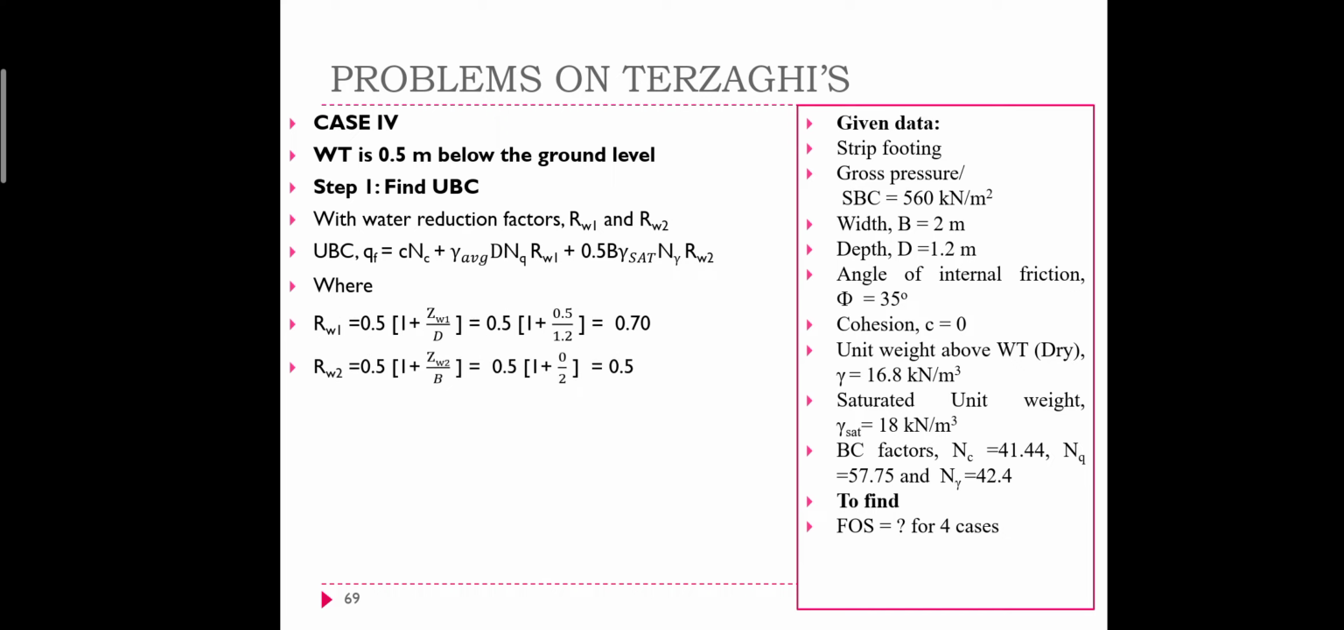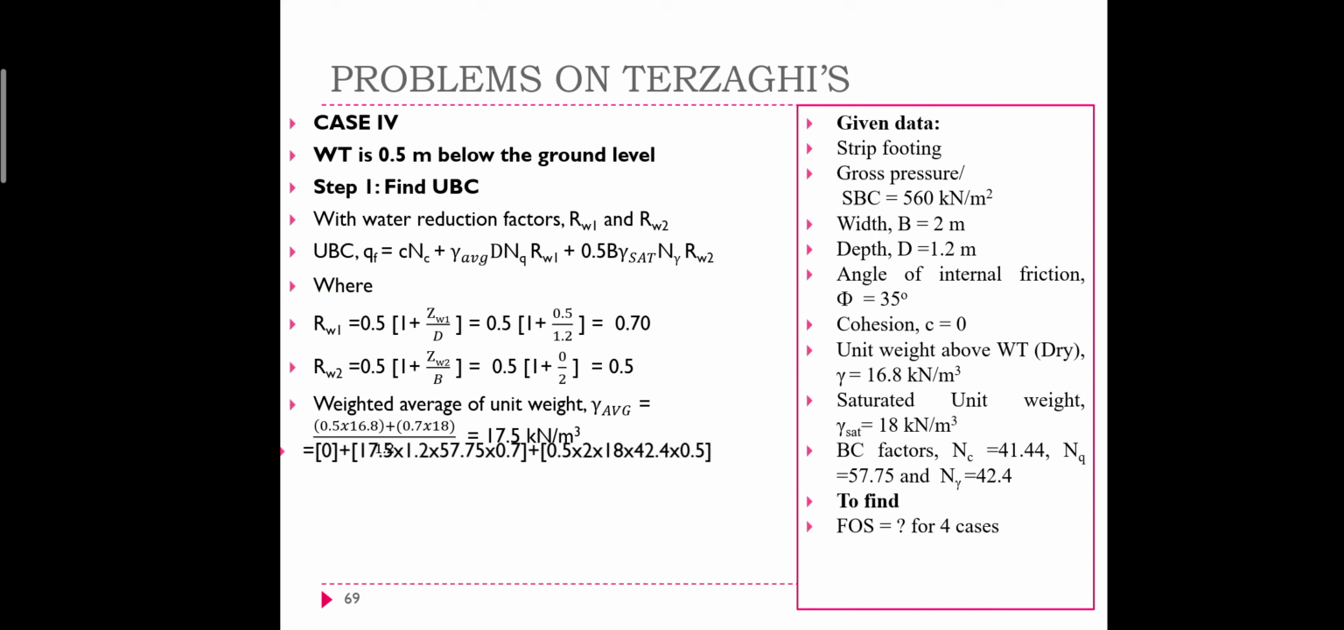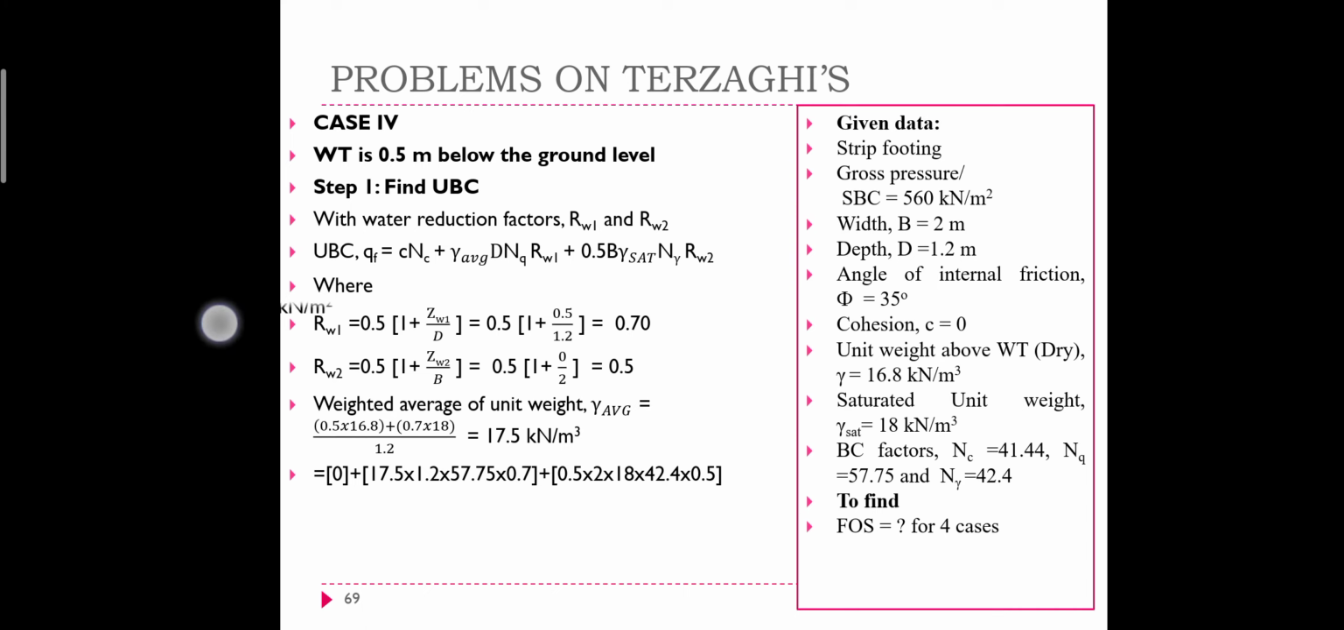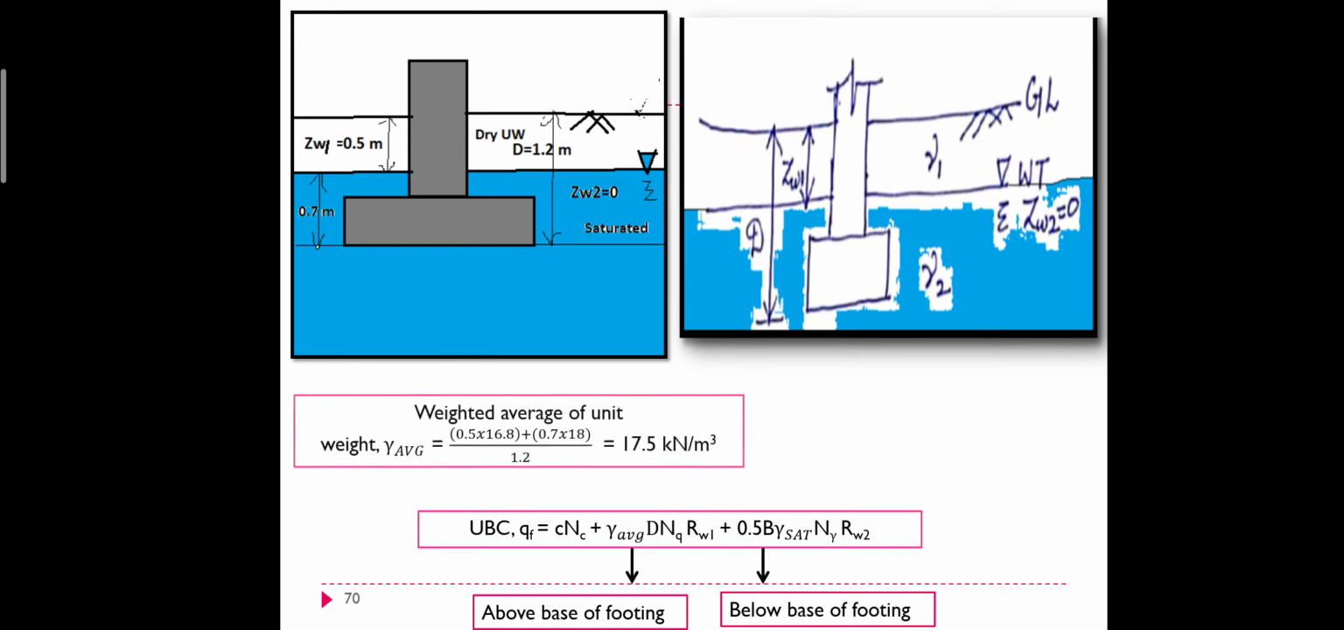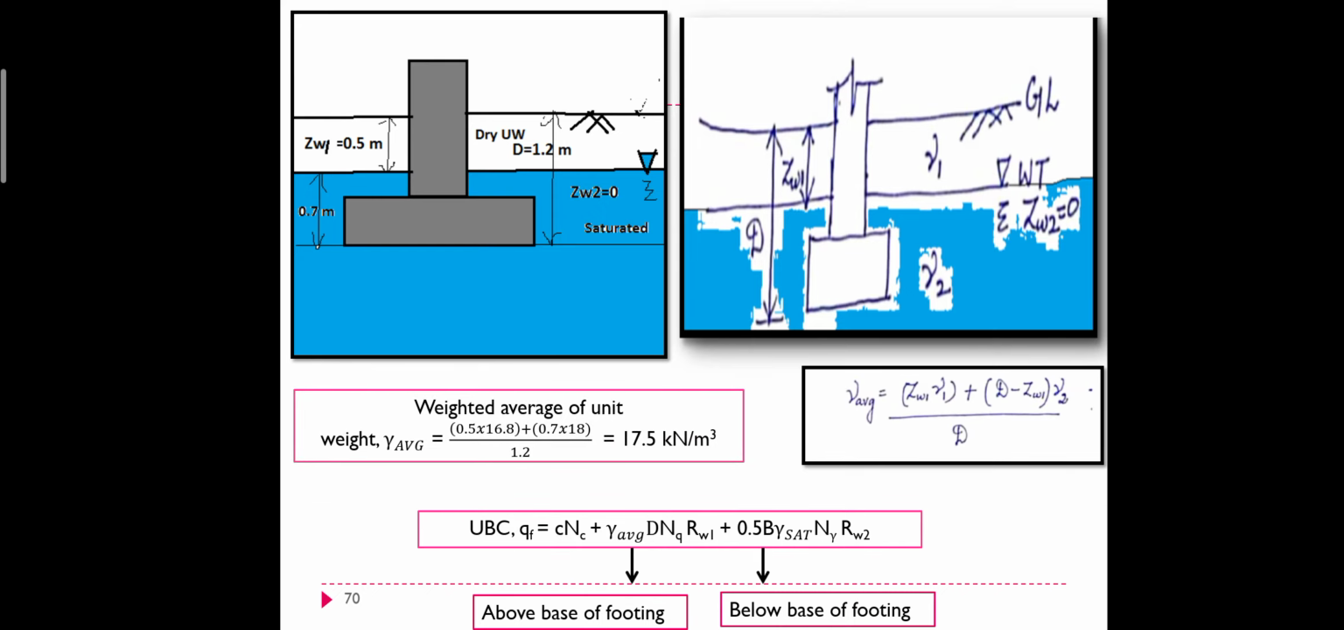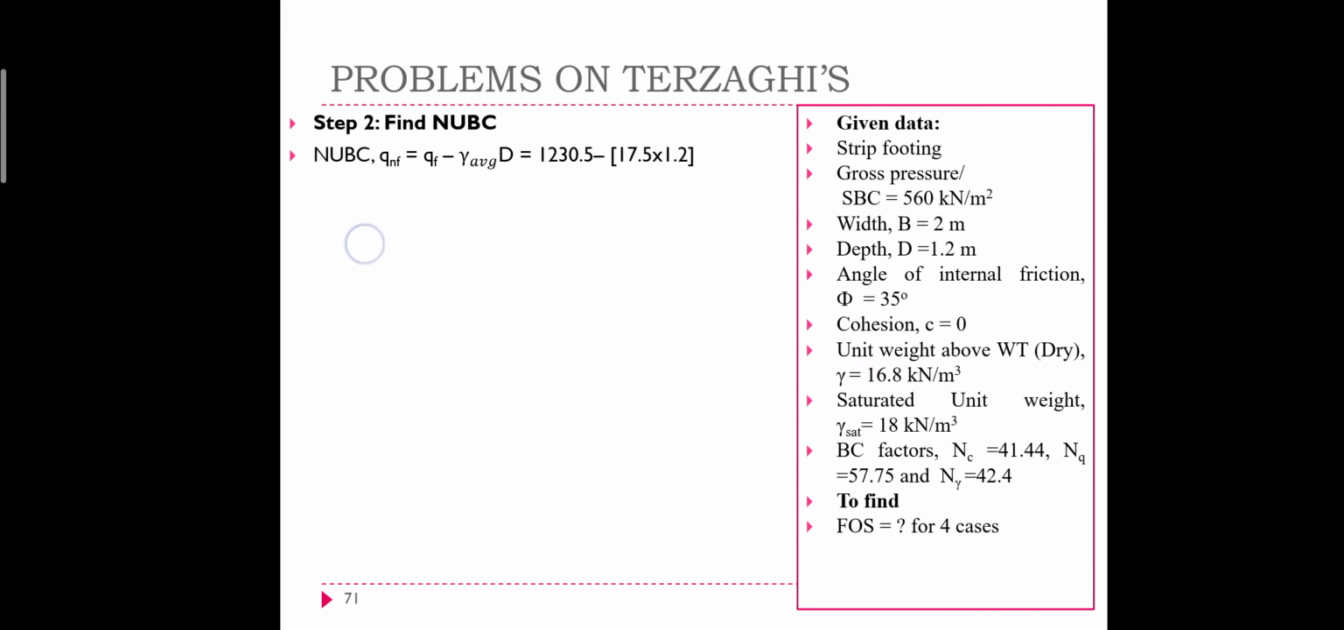So you'll get RW1 is equal to, substitute the things, ZW1 is 0.5, ZW2 is 0, substitute the things and find gamma average. The same I explained in the picture. Now substitute everything here. You'll get 1230.5. Now find the second case NUBC, just subtract gamma D. There, in the second term of gamma D, what did we use? We used gamma average.